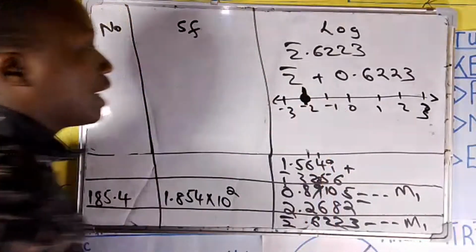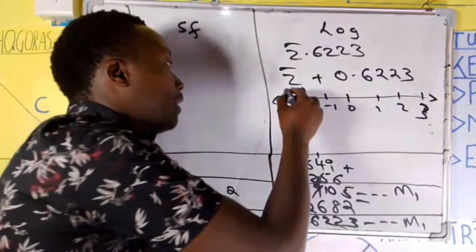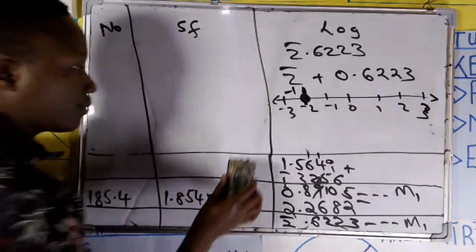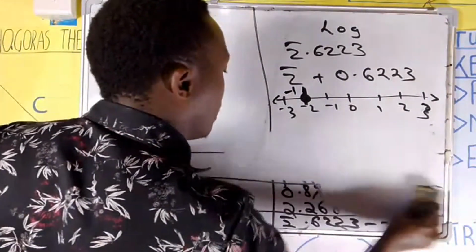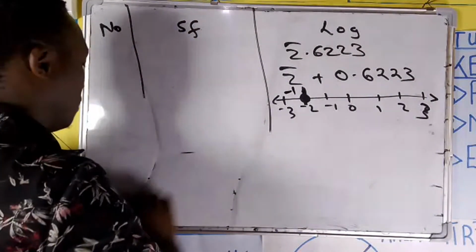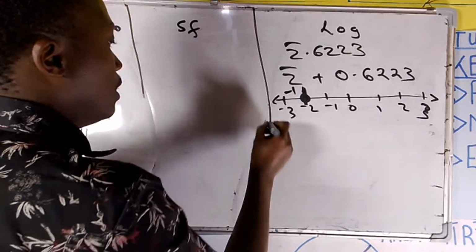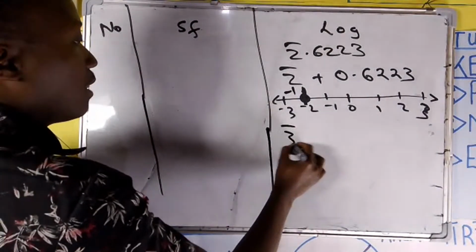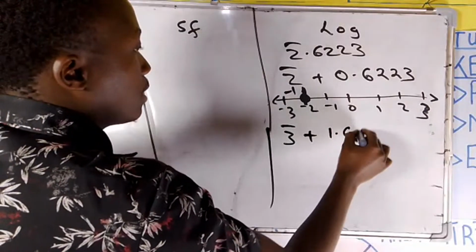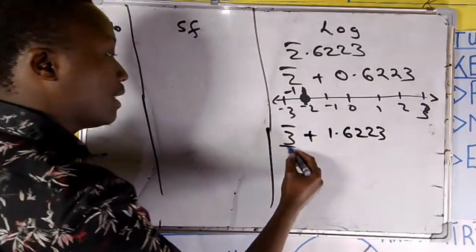The smallest number we can add to give us a number divisible by 3 is negative 1. So it will only take an addition of negative 1. What does it give us? Negative 3. So it will be bar 3 plus, since it is negative 1 here, it will be 1. 1.6223.